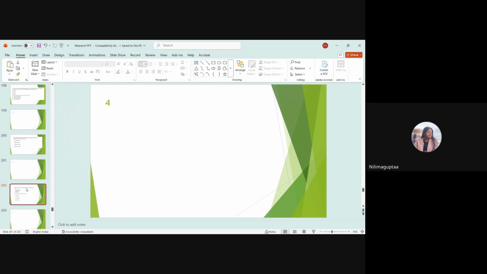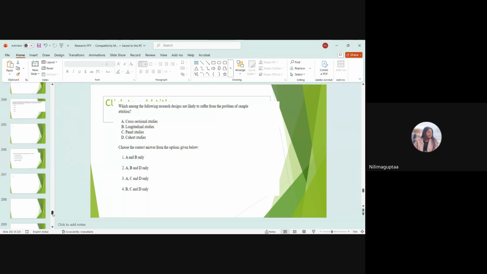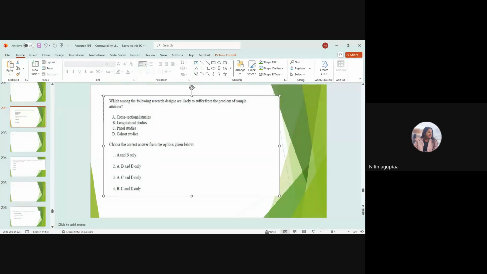The next question. I hope now by doing questions you might have got a better understanding of how the theories work and how keywords play a very important role while solving your papers. Please go through this question. Which of the following research designs are likely to suffer from the problem of sample attrition? Sample attrition means basically leaving. Okay, so people leaving, no longer being part of the sample.